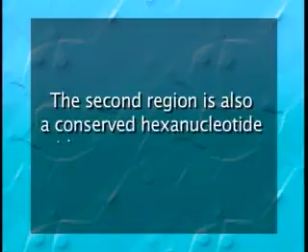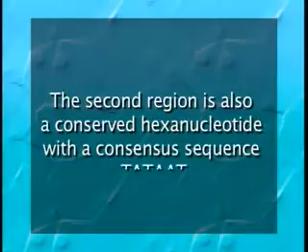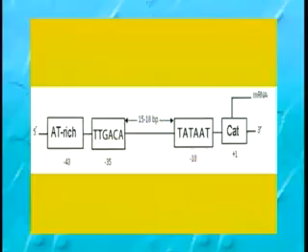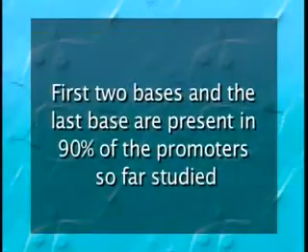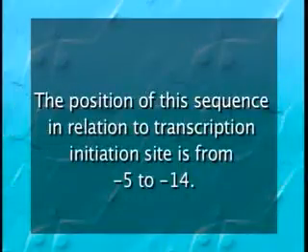The second region is also a conserved hexanucleotide with a consensus sequence TATAAT. It is also known as the -10 region or the Pribnow box. The Pribnow box is absolutely essential to start transcription in prokaryotes. The first 2 bases and the last base are present in 90% of the promoters so far studied. The position of this sequence in relation to the transcription initiation site is from -5 to -14.